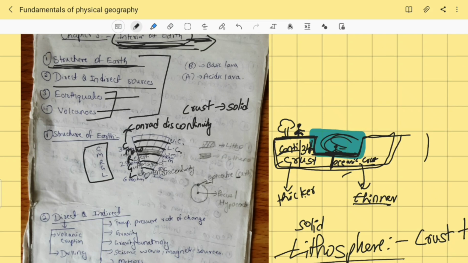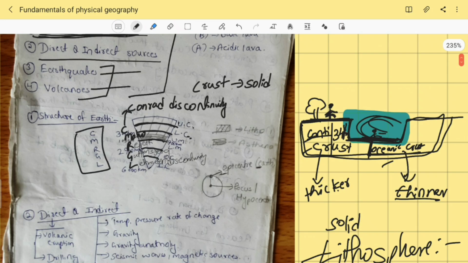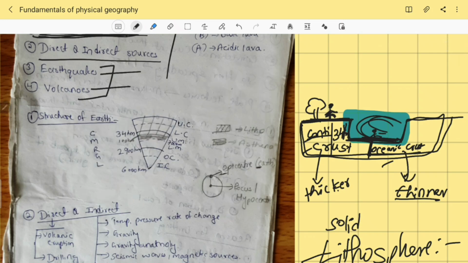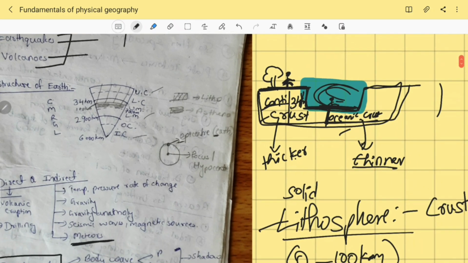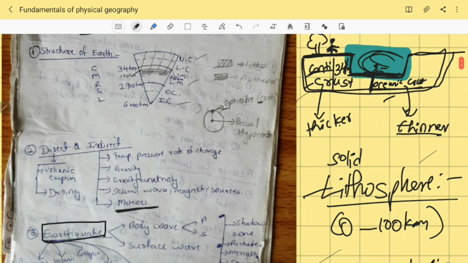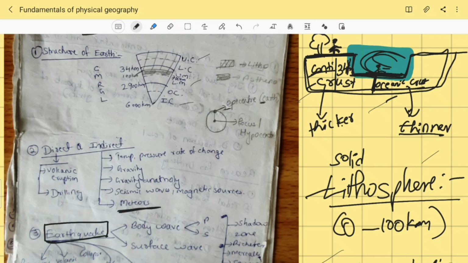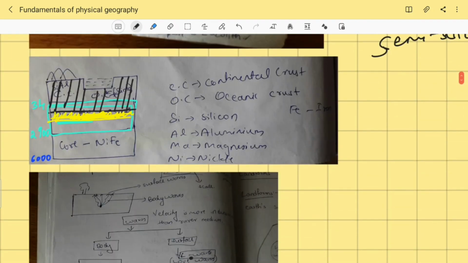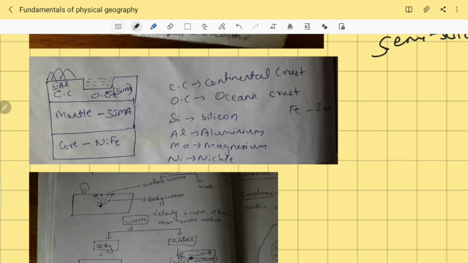If you want to revise it quickly, let's revise it in the quickest possible way. In the structure of the earth, we are mainly supposed to remember the crust, mantle, core, then lithosphere, asthenosphere, continental crust, oceanic crust. Which is thicker? Yes, you are right. Oceanic crust is thinner and continental crust is thicker. Anything else? Yeah, this is one more important thing. They will ask this type of questions also.